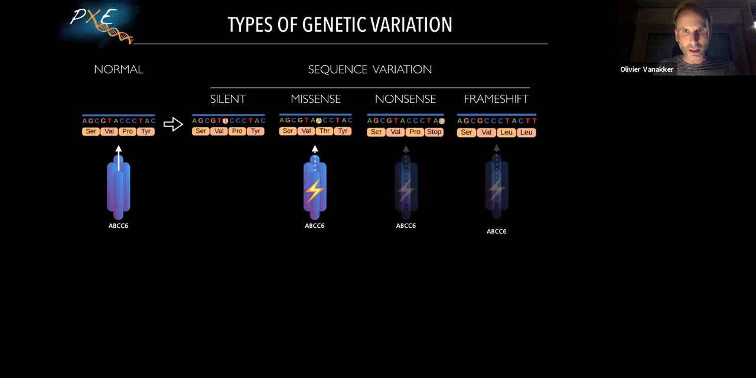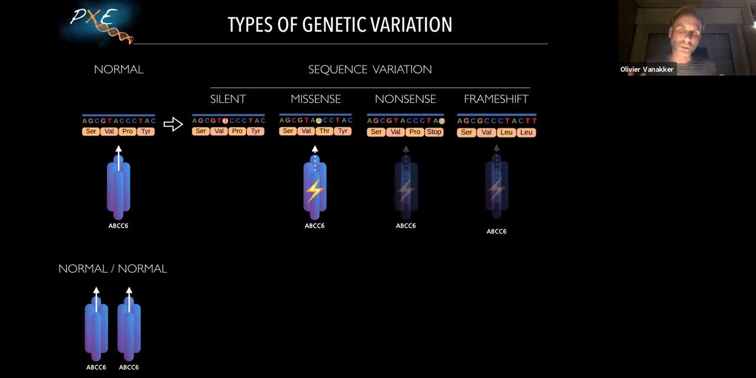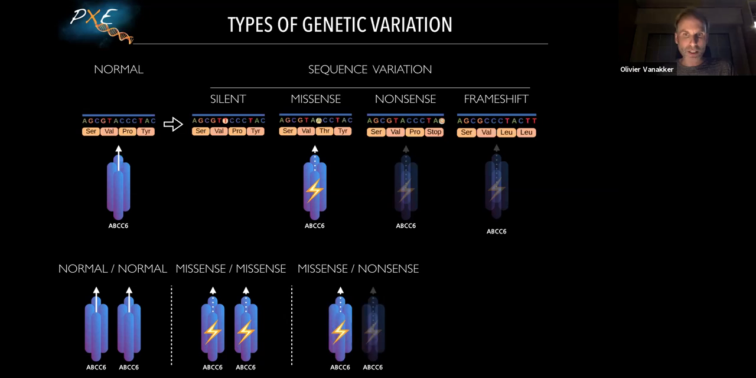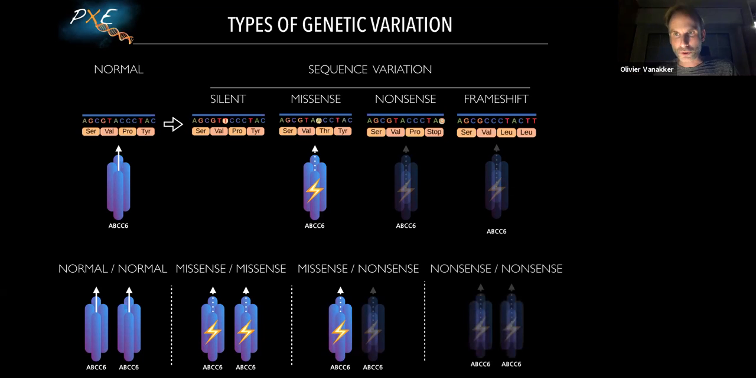Because if you look again at these different variants, and specifically the missense variants and the nonsense variants, you can have different combinations. You can have 2 missense variants, which means that you'd have 2 times a protein that functions a little bit less. You can have a missense and a nonsense, which would mean that you have a protein that functions a little bit less and then a completely absent protein. And then, for example, 2 nonsense mutations where you would have absolutely no protein left. So you would think that the patients in the latter category have the worst disease because they don't have any protein left.